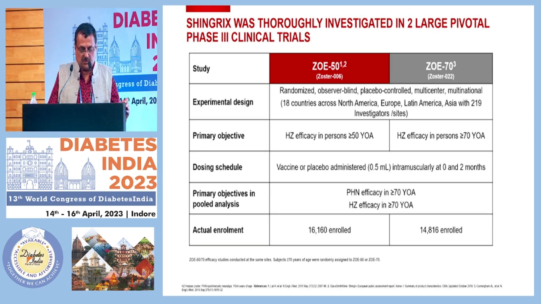The dosing schedule: vaccine or placebo administered 0.5 ml intramuscularly at a 0 and 2 month interval. The primary objective in the pooled analysis was post-herpetic neuralgia efficacy in the age of 70 and above, and herpes zoster efficacy in age more than 70. The actual enrollment was 16,160 in the first and 14,816 in the second.